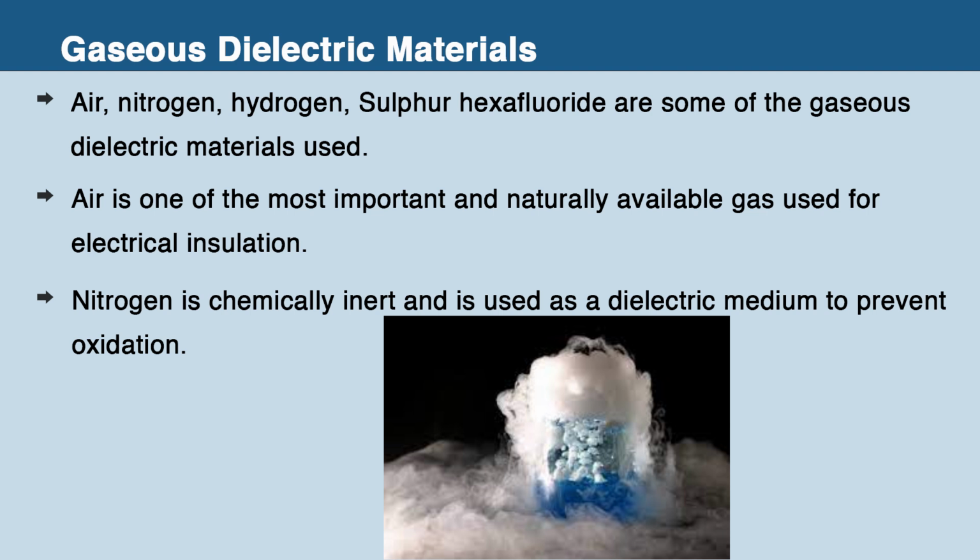Nitrogen is chemically inert and is used as a dielectric medium to prevent oxidation. It is used in gas filled high voltage cable as an inert medium to replace air in the space above the oil. It is also used in transformers and in low loss capacitors for high voltage testing and so on.